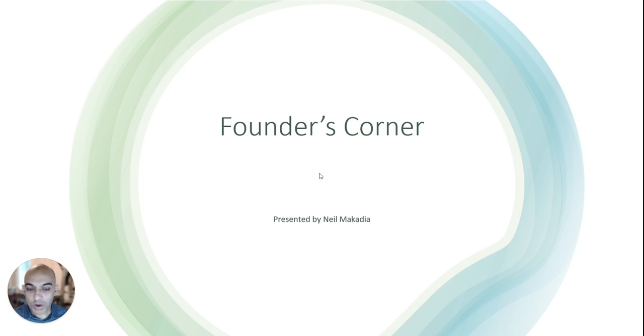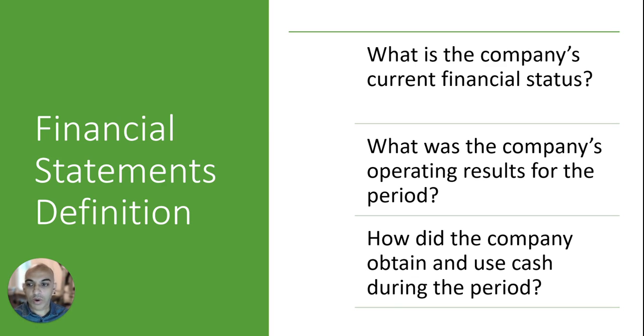So today I wanted to go through a little bit about how we arrange our financial statements. Before that, I just wanted to give a brief overview of what a financial statement is. Basically, a financial statement shows what the company's financial status is. It shows what their operating result is for a period and how the company obtained its cash during the period.